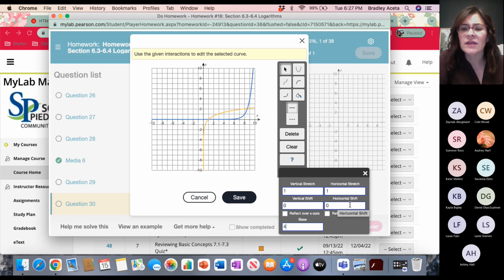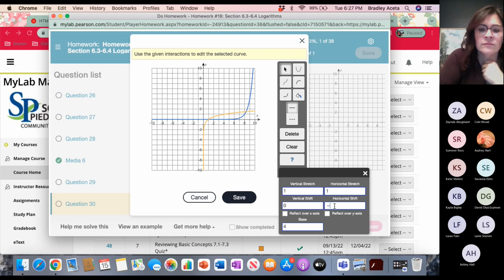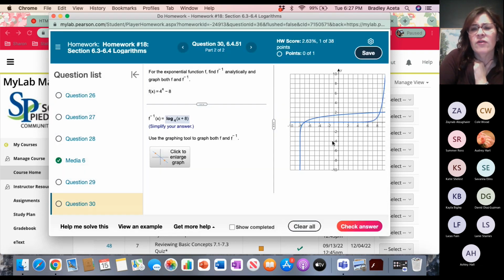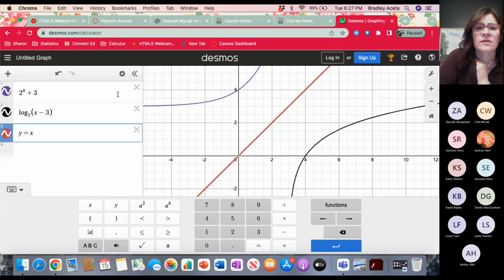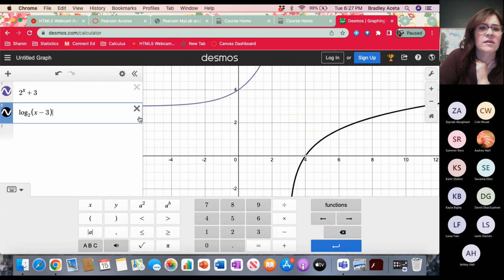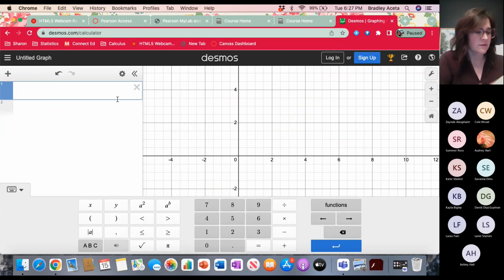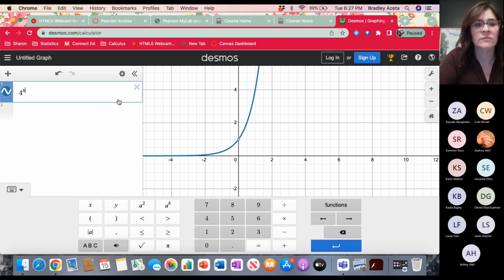And this one, I'm going to say goes left 8. And so you just want to be careful, and then you can obviously check it in Desmos. I think I'm graphing it correctly. So 4 to the x minus 8.